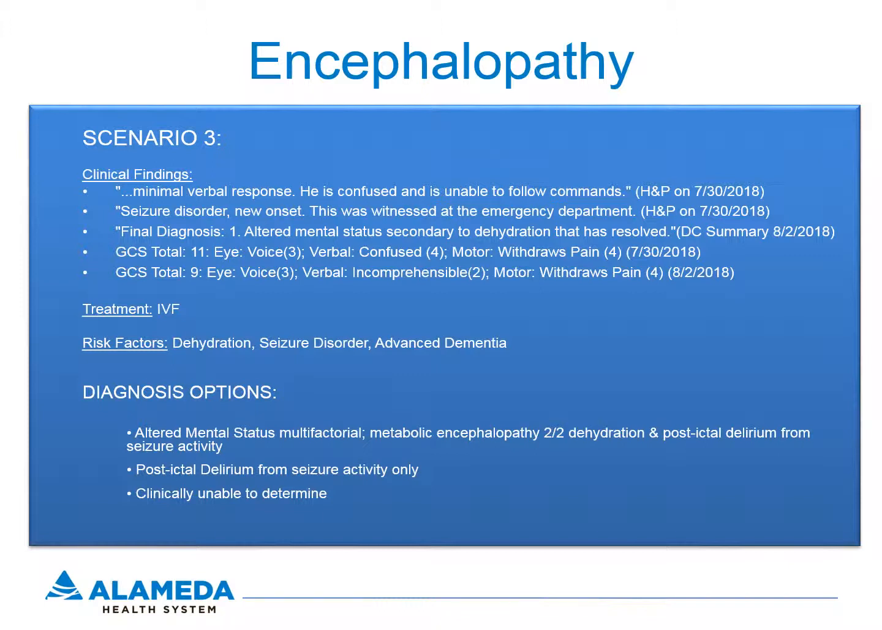So typically in the query, we would present you with the diagnosis options. The first one would be altered mental status multifactorial from metabolic encephalopathy, which is secondary to dehydration, and post-ictal delirium from the seizure activity. So remember, delirium is from an underlying cause, right, which was the seizure. And then the encephalopathy is acknowledging the cause of the delirium. Or you could simply have written a diagnosis post-ictal delirium from seizure activity only, or once again, clinically unable to determine.